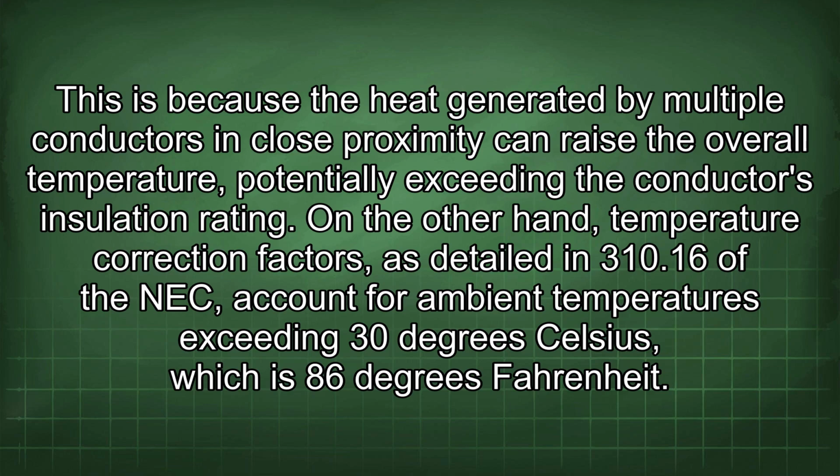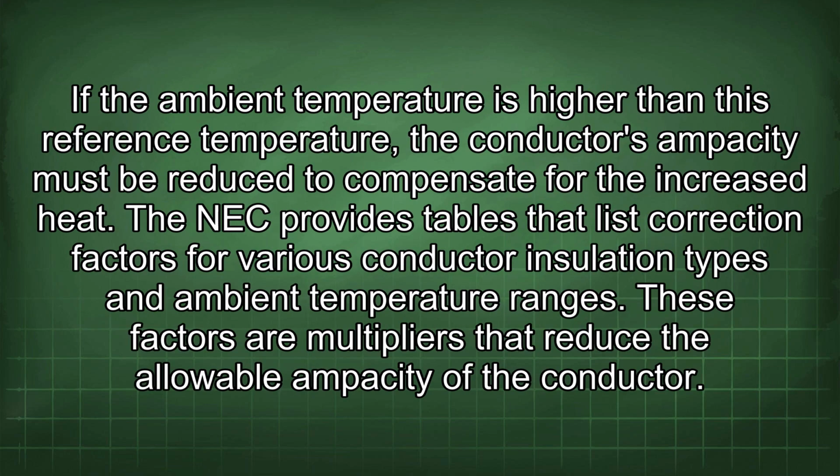On the other hand, temperature correction factors, as detailed in 310.16 of the NEC, account for ambient temperatures exceeding 30 degrees Celsius, which is 86 degrees Fahrenheit. If the ambient temperature is higher than this reference temperature, the conductor's ampacity must be reduced to compensate for the increased heat. The NEC provides tables that list correction factors for various conductor insulation types and ambient temperature ranges. These factors are multipliers that reduce the allowable ampacity of the conductor.